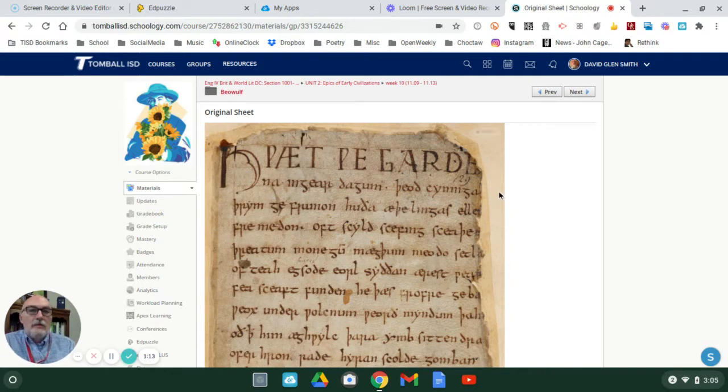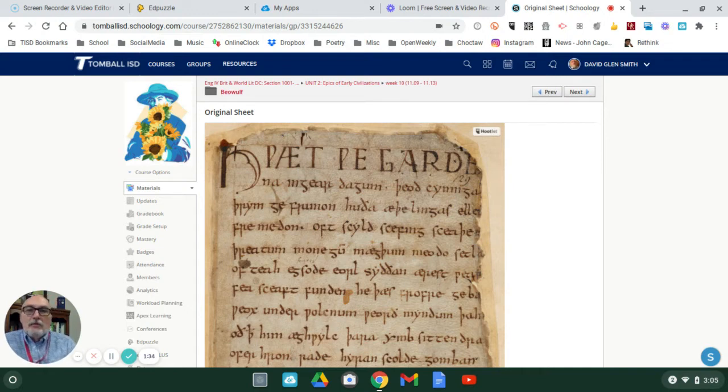The reason we study this poem is because it is in Old English. Even though the material in the poem deals with the Nordic countries further north in Europe, it's because it was recorded in Old English by a monk.